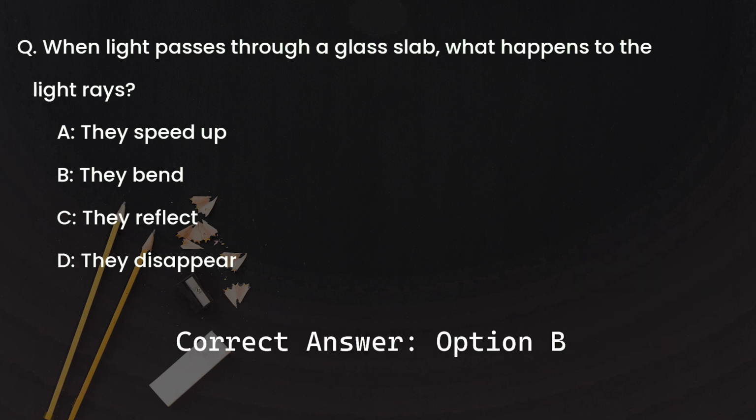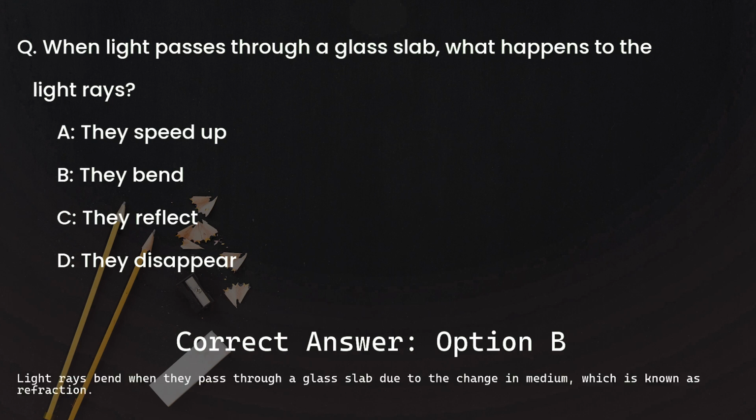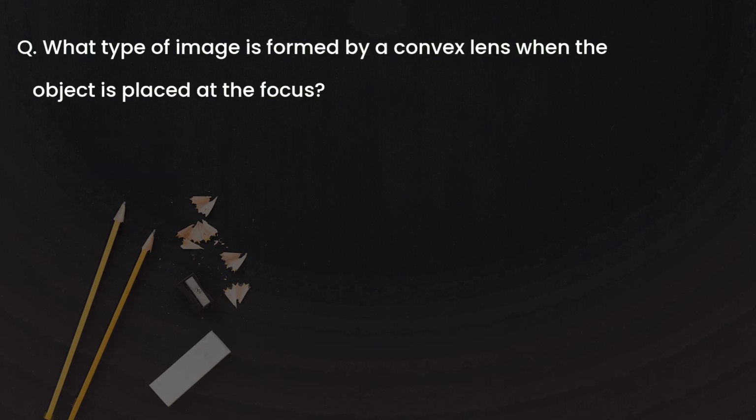The correct answer is option B, which is they bend. Light rays bend when they pass through a glass slab due to the change in medium, which is known as refraction. Question: what type of image is formed by a convex lens when the object is placed at the focus?